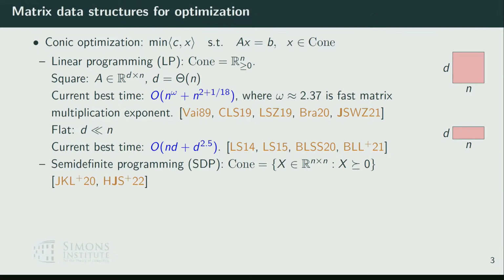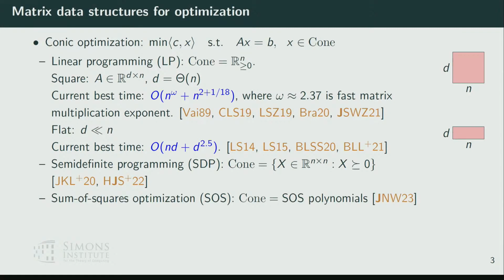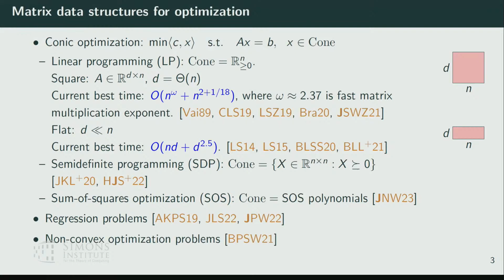But there are also other conic programs. For example, another well-known one is semi-definite programming, where the cone is the set of positive semi-definite matrices. And there's also sum of squares optimization, where the cone is the set of sum of squares polynomials, and the state-of-the-art algorithms all use faster data structures. But roughly speaking, matrix data structures can also be applied to other regression problems or even some non-convex optimization problems. If you have some other reference in mind that also falls into this category, you're welcome to shoot me an email offline, and then I will add it later.